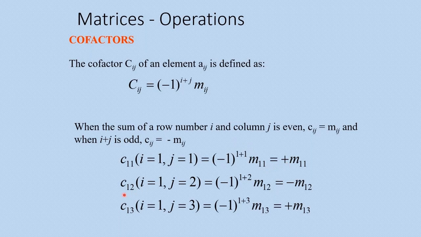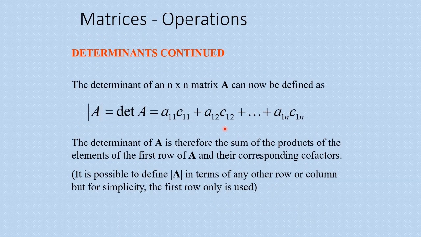In C12, i is 1 and j is 2, so i plus j is 3, which is odd, hence minus M12. Similarly, C13, i is 1 and j is 3, so i plus j is 4, which is an even number, hence plus M13. Now, let's see how to calculate the determinant of an n by n matrix.